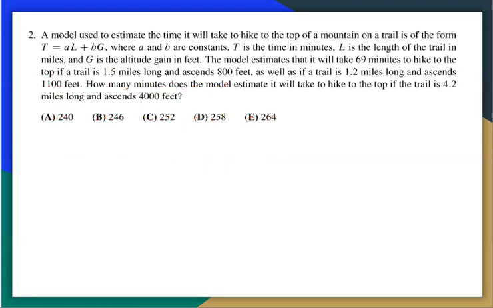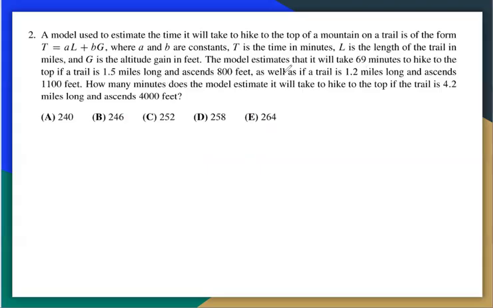So the second question is kind of wordy. We are told the model used to estimate the time it will take to hike to the top of the mountain, and then we are given the equation. T, L, and G represent different things. So the model estimates it will take 69 minutes. When you are dealing with this, make sure you really look at the units carefully, because if there are some changes, we have to convert. But in this case, I guess they are all good.